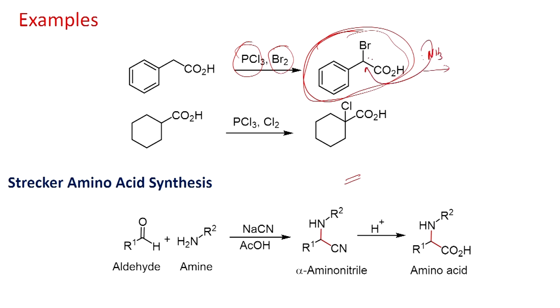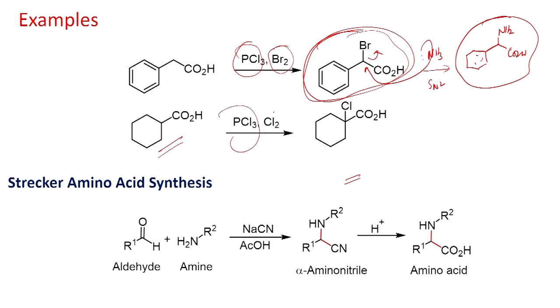By the SN2 pathway, you can make this amino acid as the product. But here the reaction of cyclohexane carboxylic acid is shown with PCl3 in the presence of chlorine. You can also, as we have just seen, introduce chlorine at the alpha carbon atom. And another approach is shown here already.